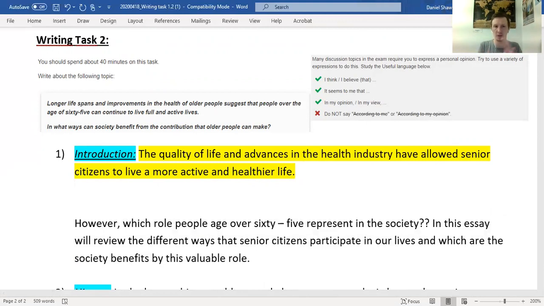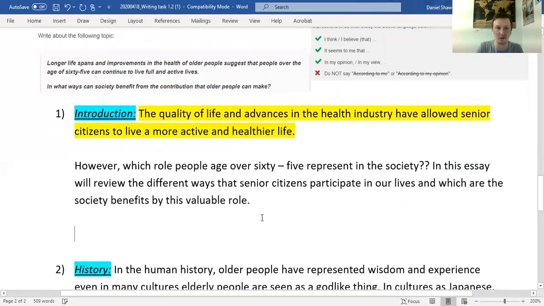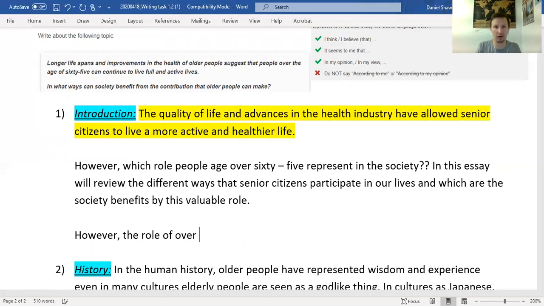So again, we can just rephrase and try to get it simplified so that we can follow the rest of the paragraphs, because the first paragraph should set the scene and help us understand what is coming next. So the role of over 65s, this means older people in society, is unknown, I think is what you're trying to say here in this response.